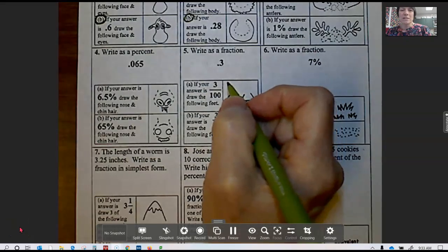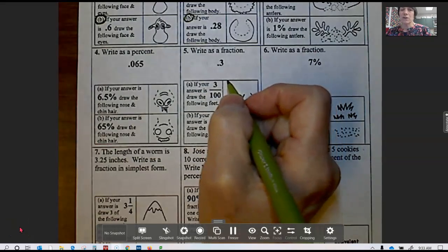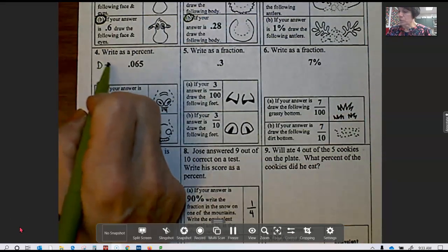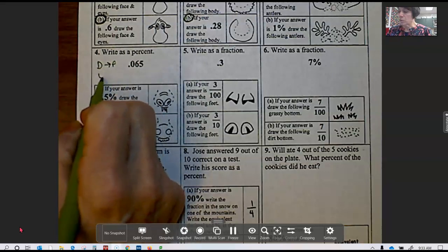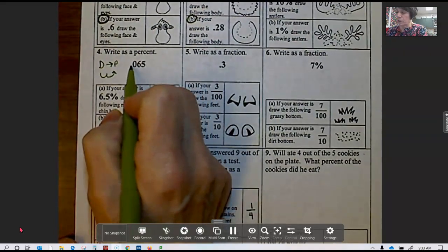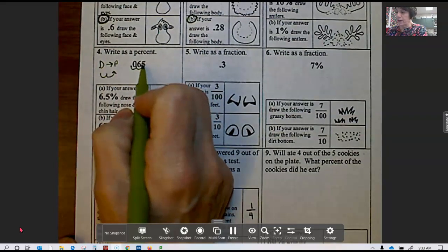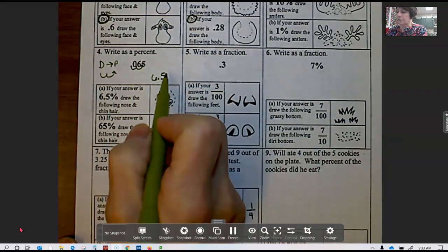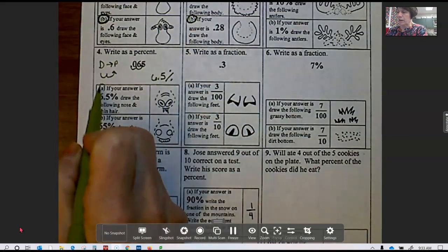Our next one here asks us to write 0.065 as a percent. Remember, to go from a decimal to a percent, we want to move our decimal point 2 places to the right. So we're going to take this decimal point and move it 2 places to the right, and this becomes 6.5%. And so that is our A here.